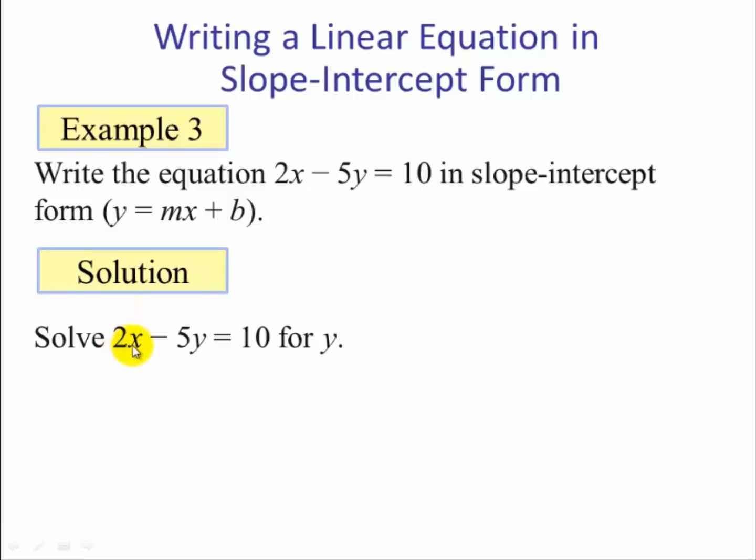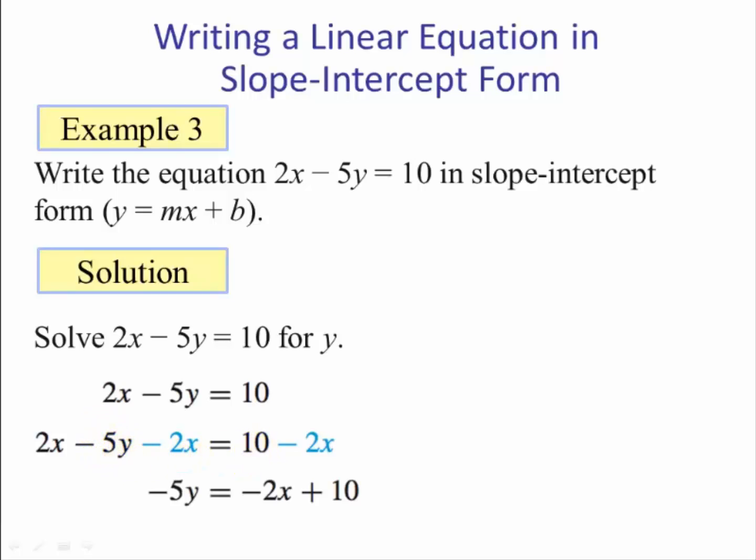Well, we can think of this term as a number, and we have a number here. Since the 5 is multiplying, since this value is adding, we want to get rid of this value first. So we're going to subtract 2x from both sides. These cancel. We're left with negative 5y equals 10 minus 2x. And of course we can write it as negative 2x plus 10.